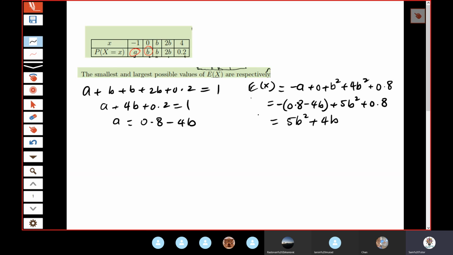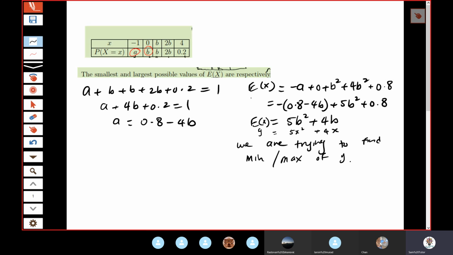And don't forget, these are like your y's and these are like your x's when you're reading this in terms of a graph. So that's like your y, and I'll just write it down here so you can see what you're used to. All right, we're trying to find the minimum y and maximum y, the min and max of y. In other words, in this case, the expected value of x.